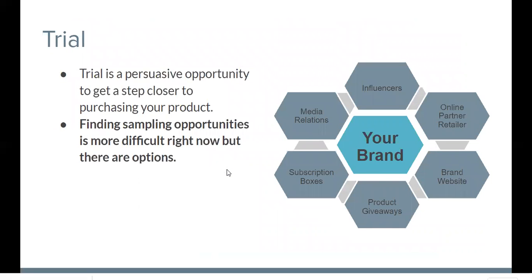Trial is #3 of the 6 areas to focus on for the consumer path to purchase. The product trial phase offers the consumer a physical and emotional interaction with your product. It's a persuasive opportunity to get a step closer to purchasing your product. This might be the first physical interaction consumers have with your product. When people try a product, they are more likely to purchase the product, as the consumer has the opportunity to explore the products and see if it's right for them without investing a large amount of money.